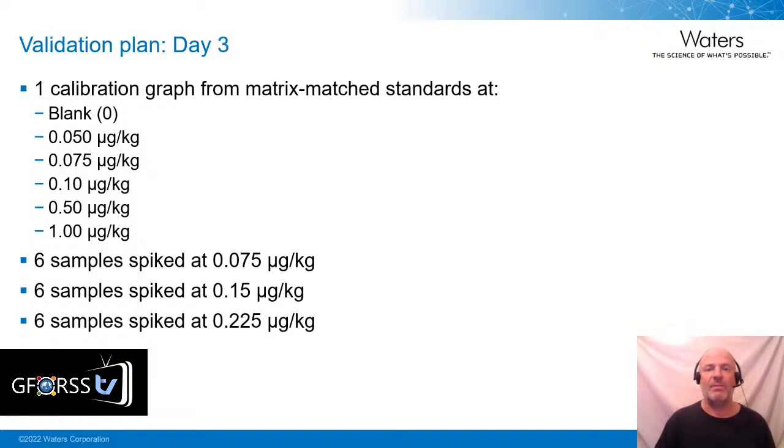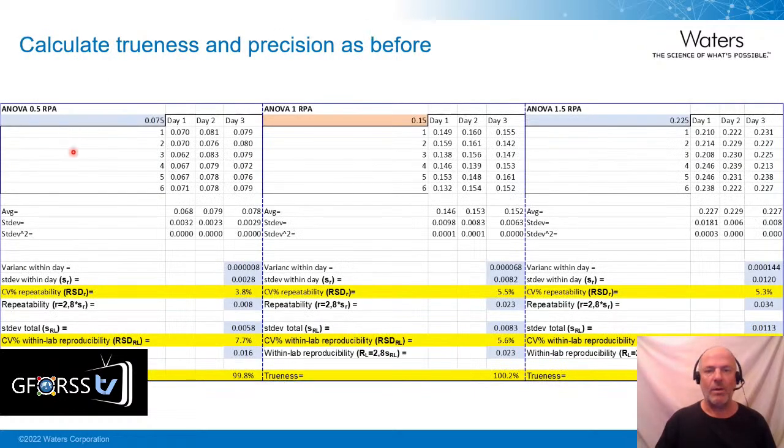And then we carry out the same experiments again on day 3. We calculate the trueness and the various precision, repeatability, and reproducibility as before. So we have our repeatability expressed as an RSD R here for the 3 different concentrations. We have our within laboratory reproducibility expressed as an RSD for the 3 concentrations, and then we have the trueness values for the 3 concentrations.